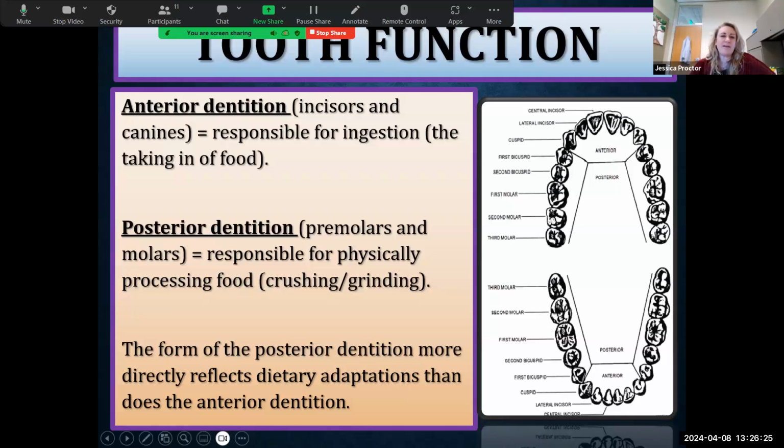Okay, so as far as diet goes, the posterior dentition is actually more useful because when you think about it, think about taking a bite of an apple, for example, or even taking a bite of a hamburger. The teeth in the front of your mouth are responsible for that initial bite, that first bite. But the teeth that do most of the work are your premolars and molars. So generally, if you're interested in diet, the premolars and molars are going to be the most useful teeth to look at.